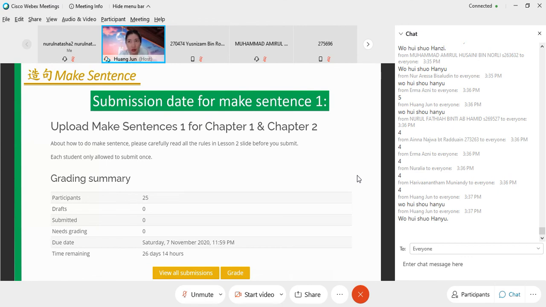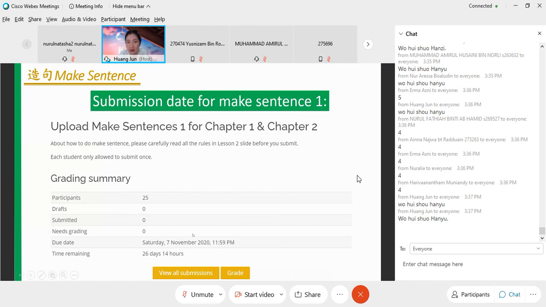You can ask your seniors. Mandarin sentences we always mark like that. Only full marks and 0. So we don't have half marks like that. So please double check before you submit.